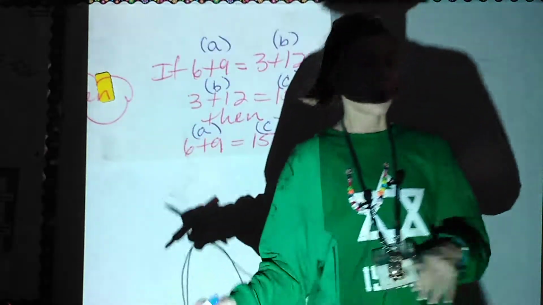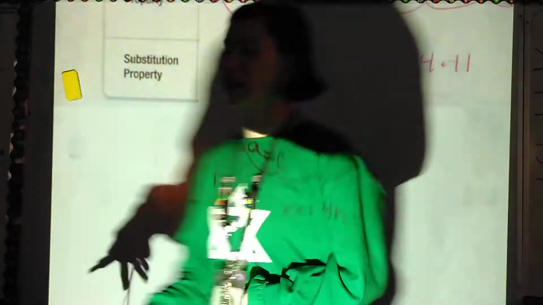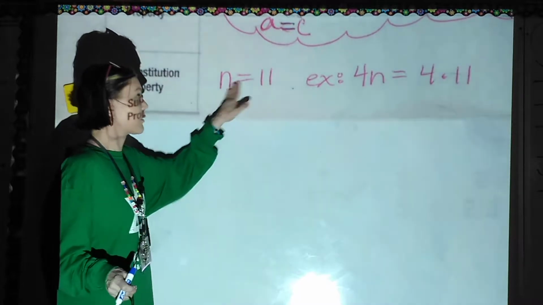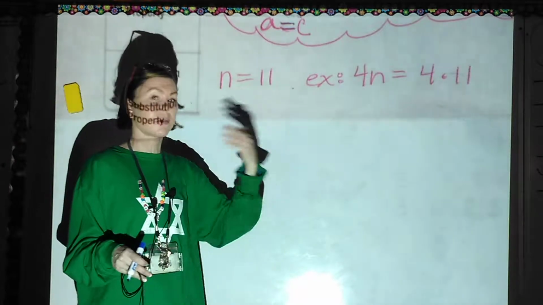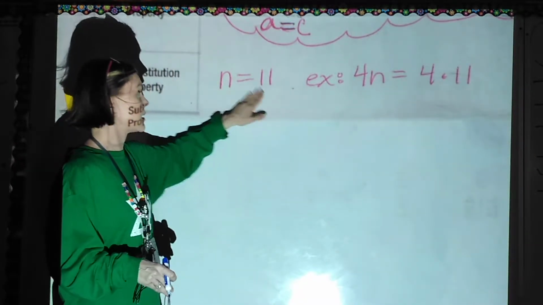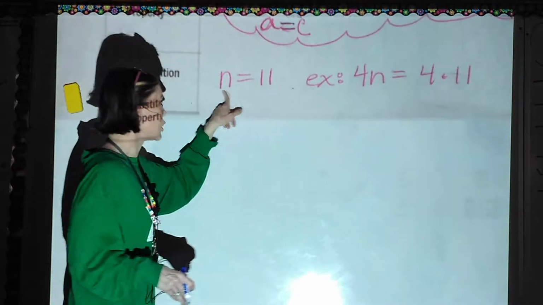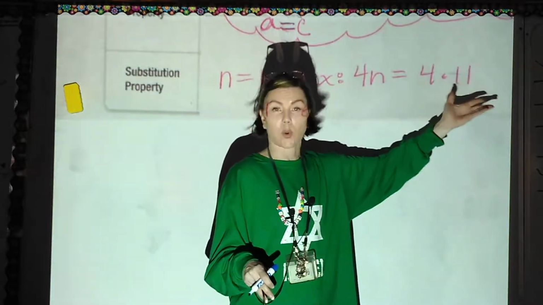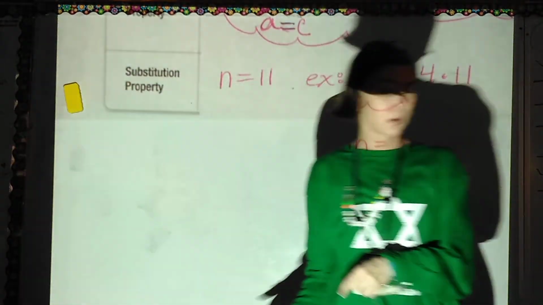Just vocabulary, makes sense. Moving on to the substitution property. This is kind of obvious because we already did this with evaluating expressions. When they tell you what a variable is equal to, you just substitute it in wherever you see the variable. So they're telling you that n is equal to 11. Here's the example: 4 times n. Wherever you see n, you put 11. So 4 times 11 is 44. That is the substitution property. Okay, moving on.